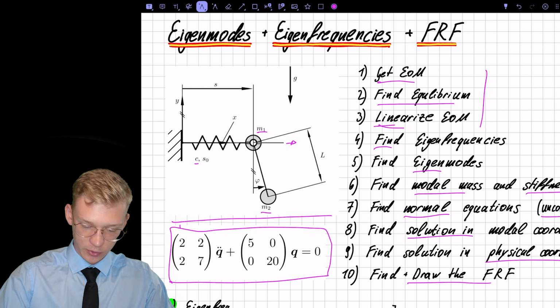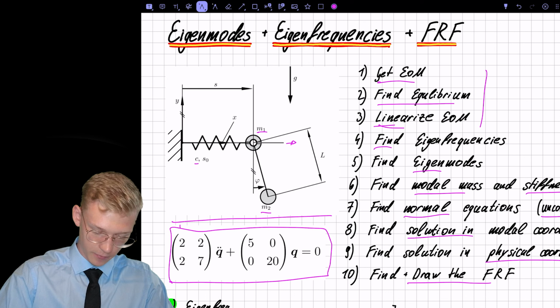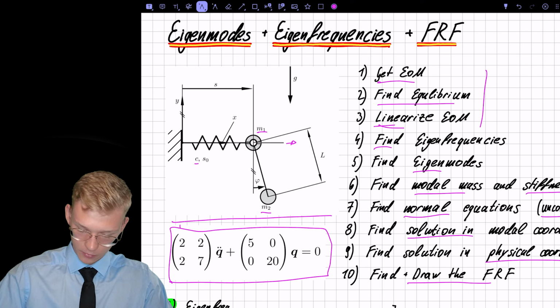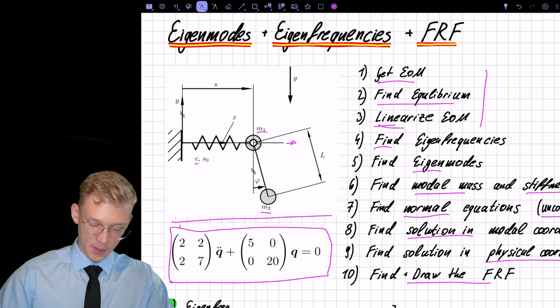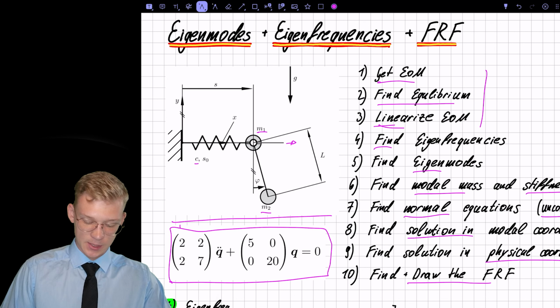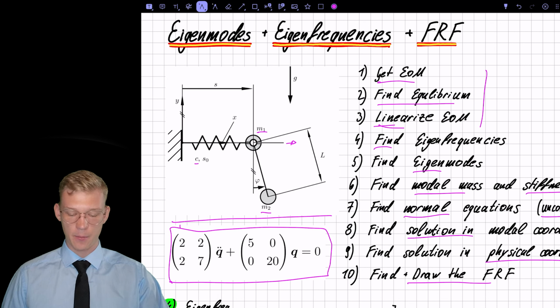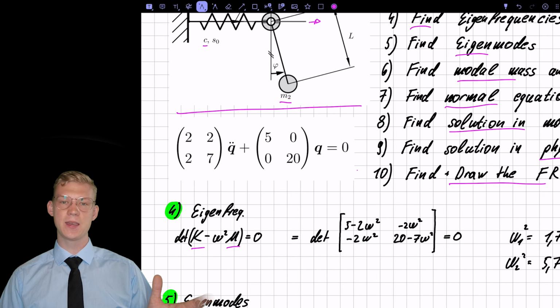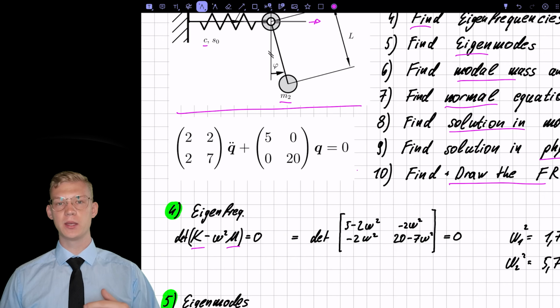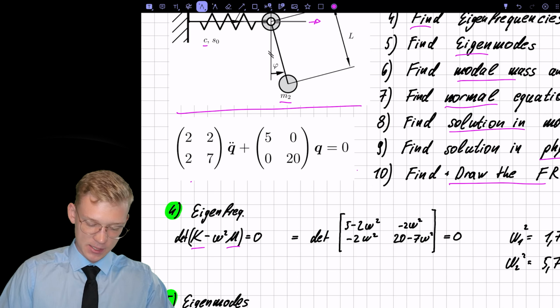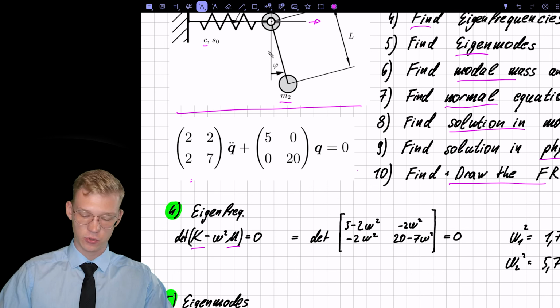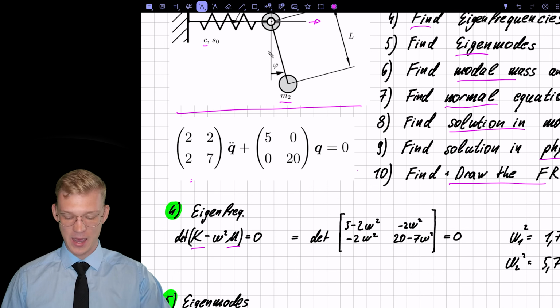We find the eigenfrequencies. Let me get rid of that first. So we find the eigenfrequencies with the K and M matrix. So the K is our stiffness matrix and M is our mass matrix. In this case, we have the M matrix right here and the K matrix, the stiffness matrix, right there.